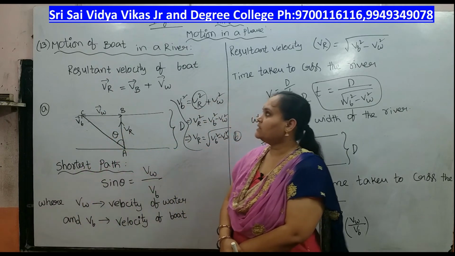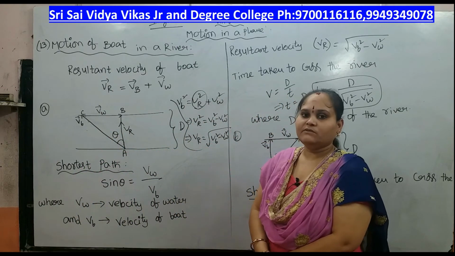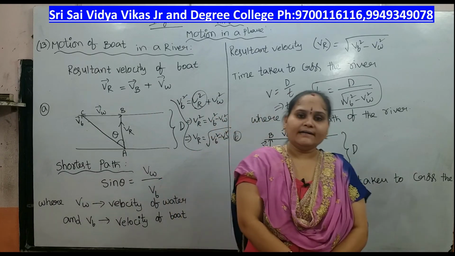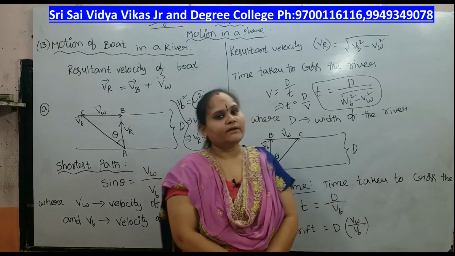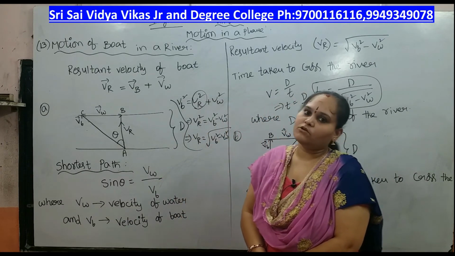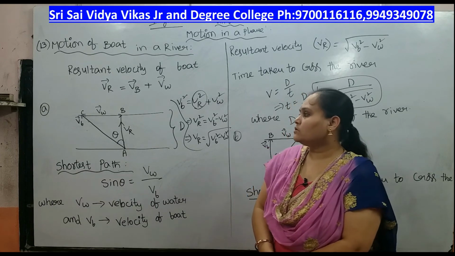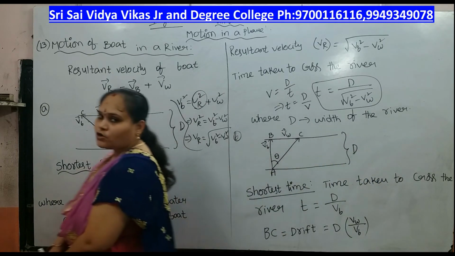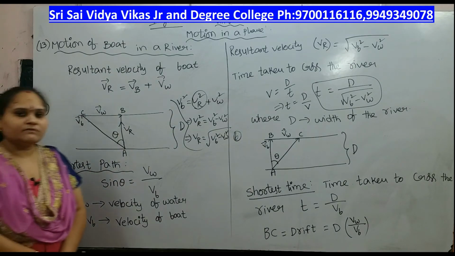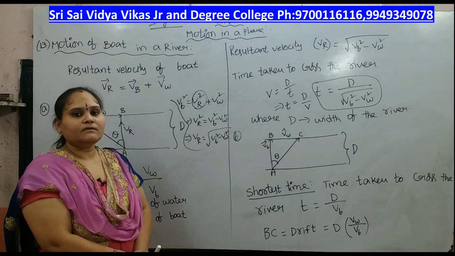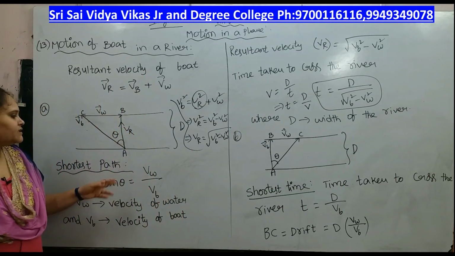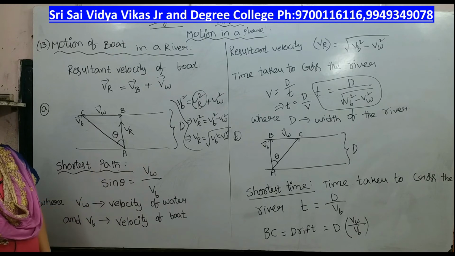Once more I will explain. For the motion of a boat in a river, we can calculate the resultant velocity of the boat. We add the velocity of the boat and the velocity of the water, and both adding gives the resultant velocity of the boat. Here we are calculating the shortest path. For this purpose we take an angle theta between the velocity of the boat and the velocity of the water, with D the width of the river.